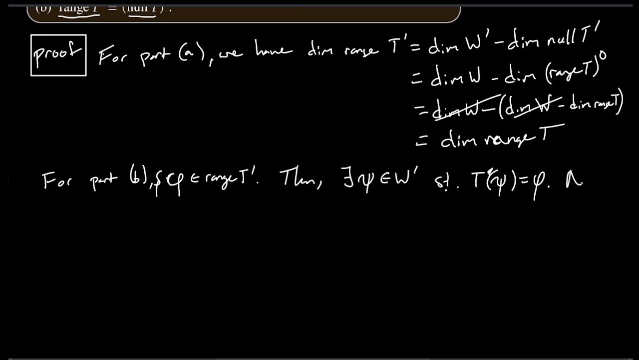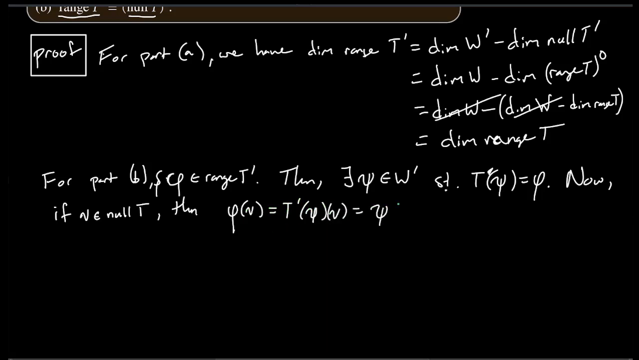Okay, now, if v is in the null space of T, then phi of v is equal to, well, that's T prime of psi evaluated at v, which is just equal to psi of T of v. But wait, T of v, if v is in the null space of T, is just 0. So this is psi of 0, and psi is linear. That's 0.